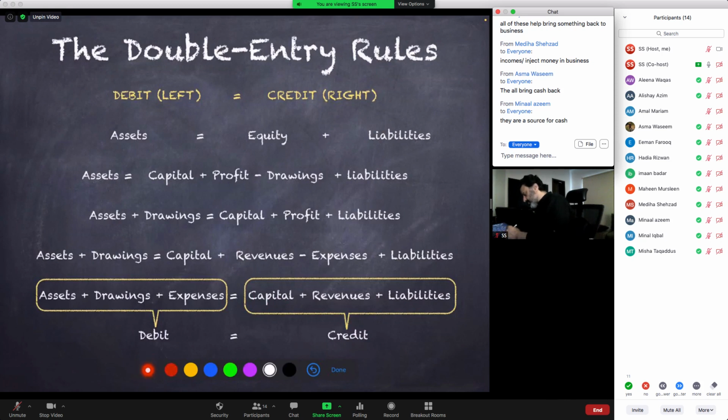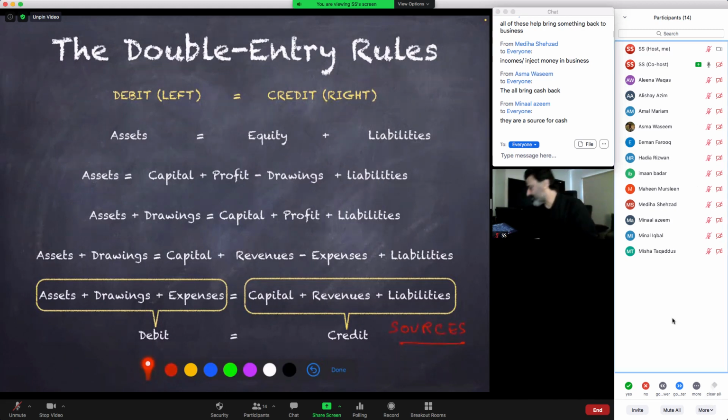So all of these are, let me put it here, these are all what we call sources. These are the sources of funds, right? Now, what is the common feature on the debit side of the accounting equation? The three items on the debit side of the accounting equation are assets, drawings, and expenses. What do they have in common? Now things are easy, right? It's pretty simple now. You can connect the credit side logic here with the debit side. So if the credit side represents the sources of funds, what does the debit side represent?